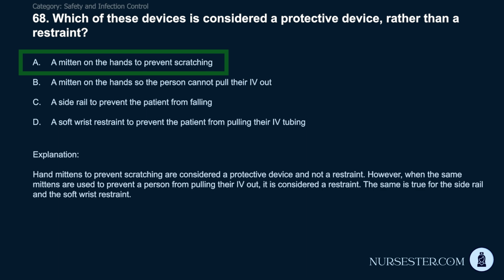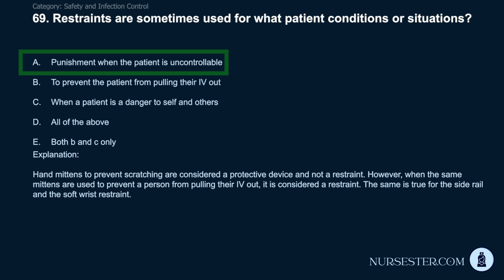Hand mittens to prevent scratching are considered a protective device and not a restraint. However, when the same mittens are used to prevent a person from pulling their IV out, it is considered a restraint. The same is true for the side rail and the soft wrist restraint.